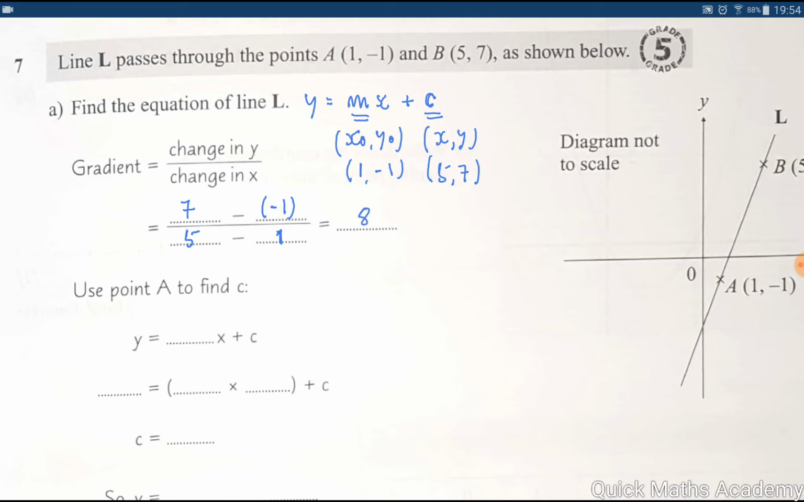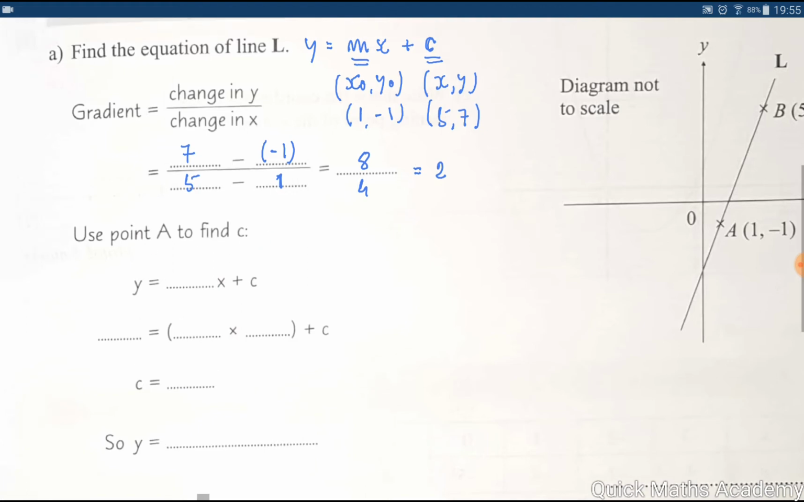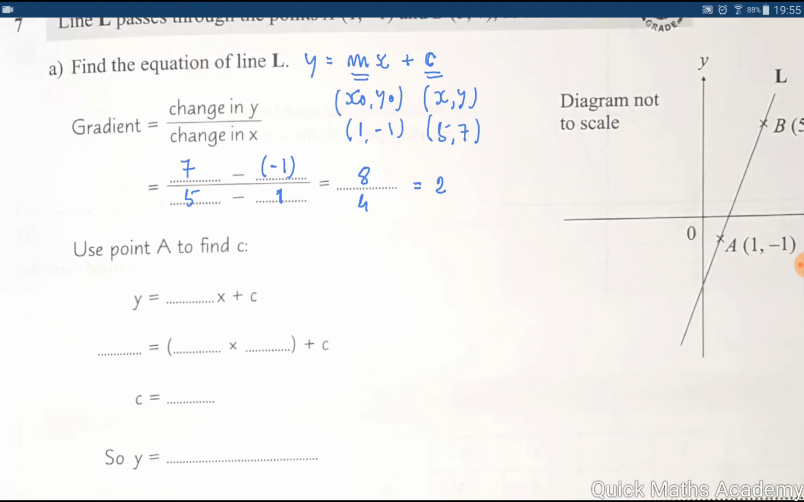8. And 5 minus 1 is 4. That means my gradient is 2. If my gradient is 2, my line will be 2x plus c, 2x plus something. So use point A to find c. So I already know that y equals 2x plus c.